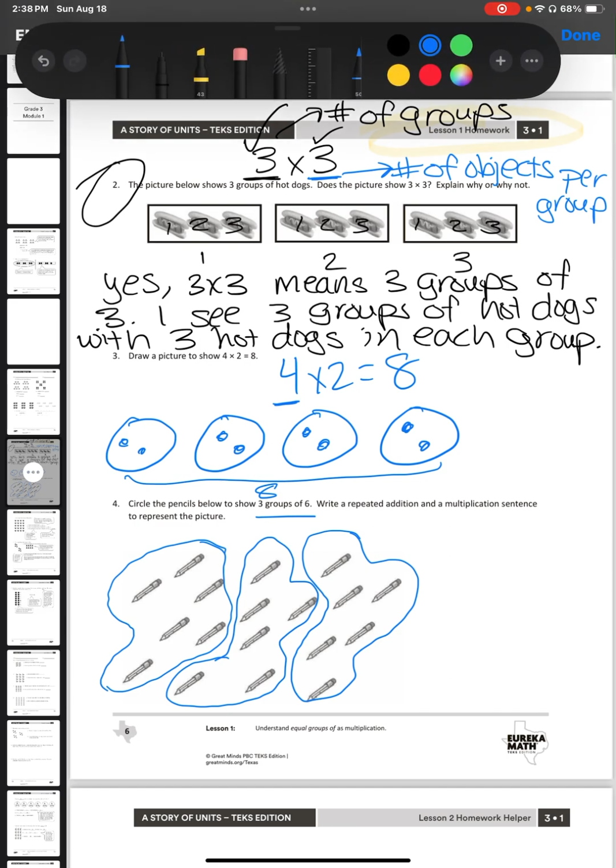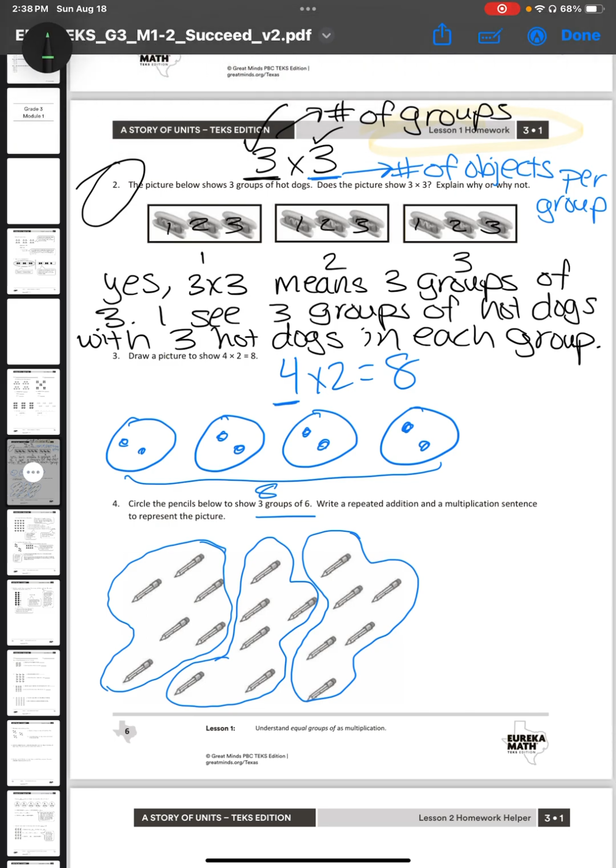So let's start with the repeated addition sentence. Repeated addition is simply what it sounds like. We're adding the same number over and over and over. In this case, we would be adding 6 plus 6 plus 6 equals. When we count that up, we're going to see that 6 plus 6 plus 6 equals 18. That is a repeated addition sentence.